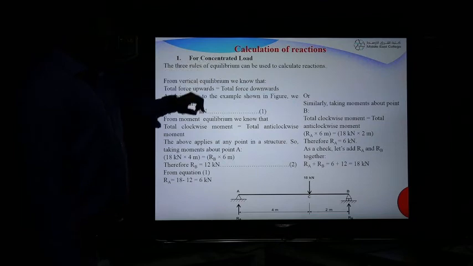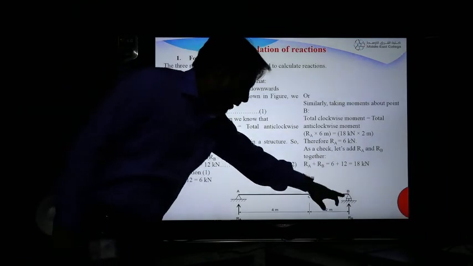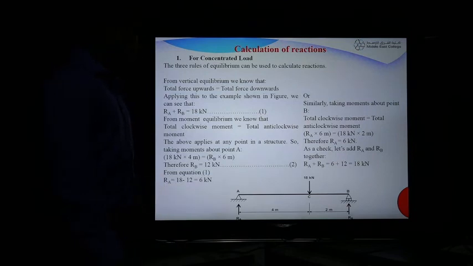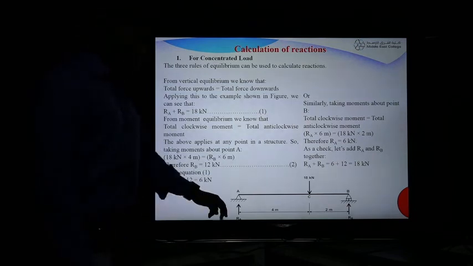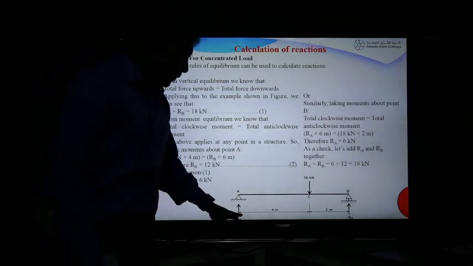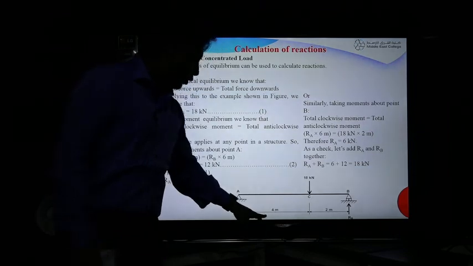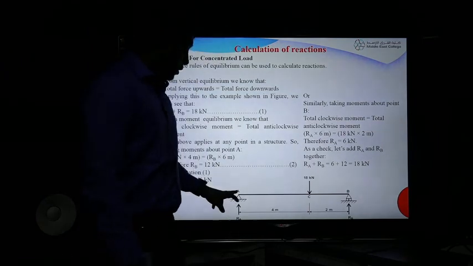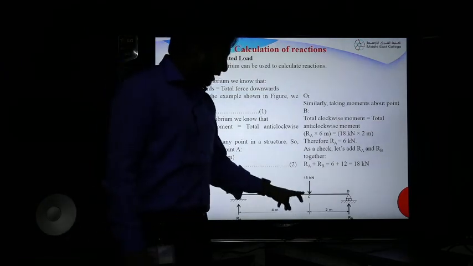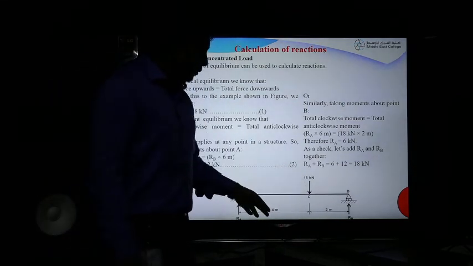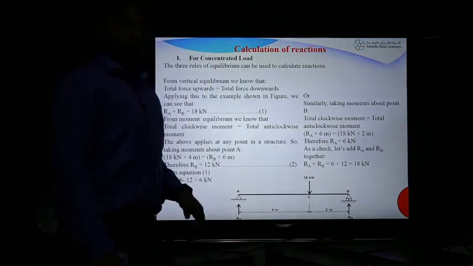So it is a concentrated load. A concentrated load is also known as a point load. Here we have a beam with a roller support at B and a fixed support at A. The length of the beam from point A to the load is 4 meters, and from the load to B the length is 2 meters. The point where the load is acting is called C. From A to C it is 4 meters, from C to B it is 2 meters.